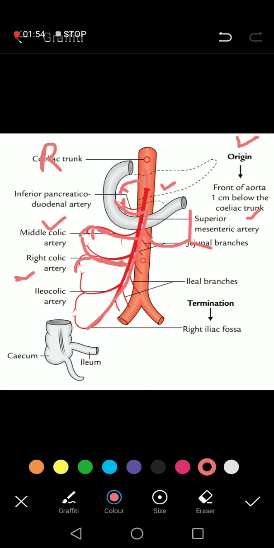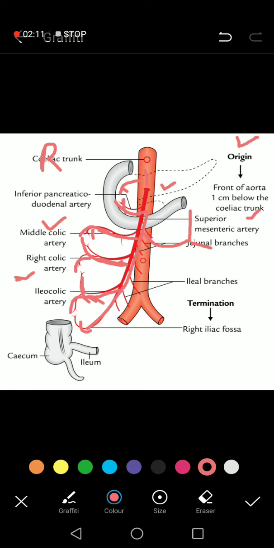And last but not the least is the iliocolic artery, and that also divides into an ascending or a superior branch and a descending or an inferior branch. The ascending branch will be anastomosing with the right colic artery, and the descending branch will be anastomosing with the termination of the superior mesenteric artery.